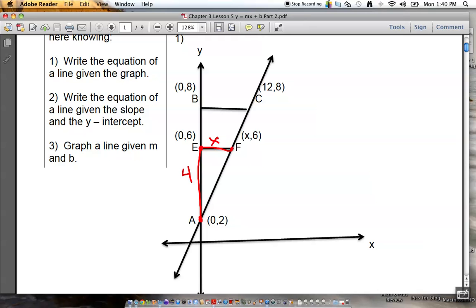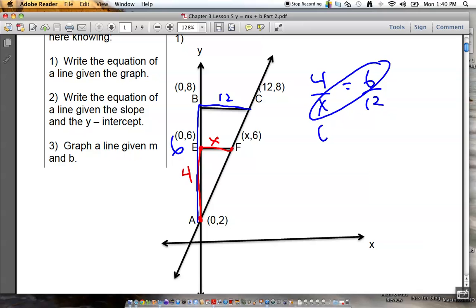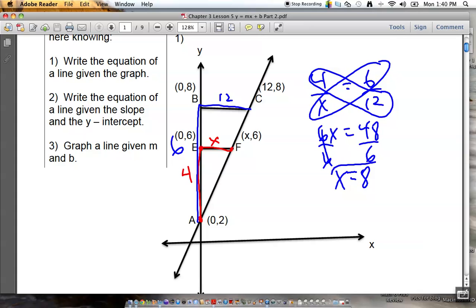X. Okay. Now, straight line, slope's got to be the same. I go up and I go over. If I went from 2 to 8, how much did I go up? 6. And if I go from 0,8 to 12,8, how much did I go over? I went over 12. So now, I set up my proportion. Up is to over, 4 over x as rise up 6 over 12. Cross multiply, 6 times x is 6x. 12 times 4 is 48. I divide by 6. X is 8.